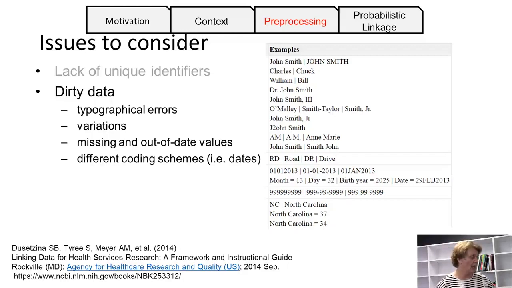You'll see A.M., A period, M period, or Anne-Marie. So the computer needs to be told that those could be the same thing. You'll also see, when you start to look at street names, that there are also lookups. So you've got road, drive, and so on.